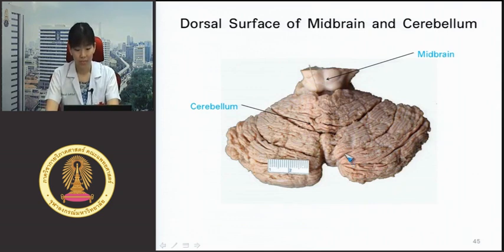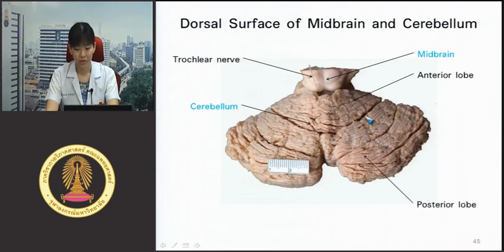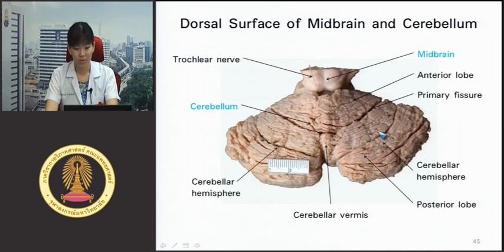Dorsal surface of midbrain and cerebellum shows the trochlear nerve exiting the dorsal surface of the midbrain. Cerebellum is divided into anterior lobe and posterior lobe by the primary fissure. The central part of the cerebellum is called cerebellar vermis, whereas its lateral expansions are called cerebellar hemispheres.